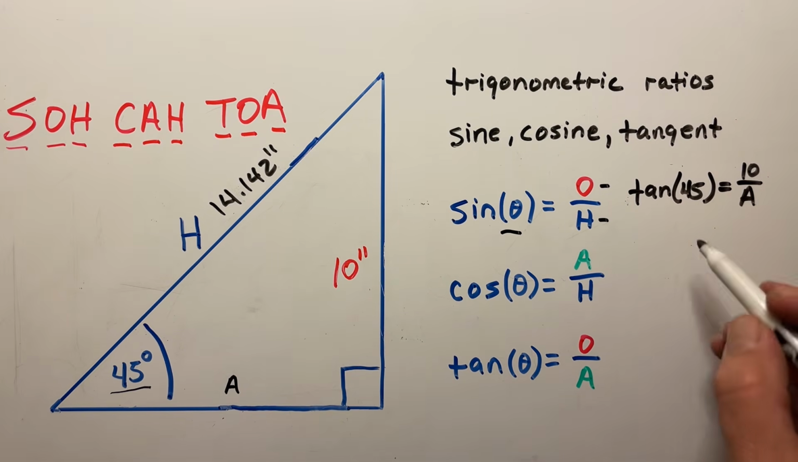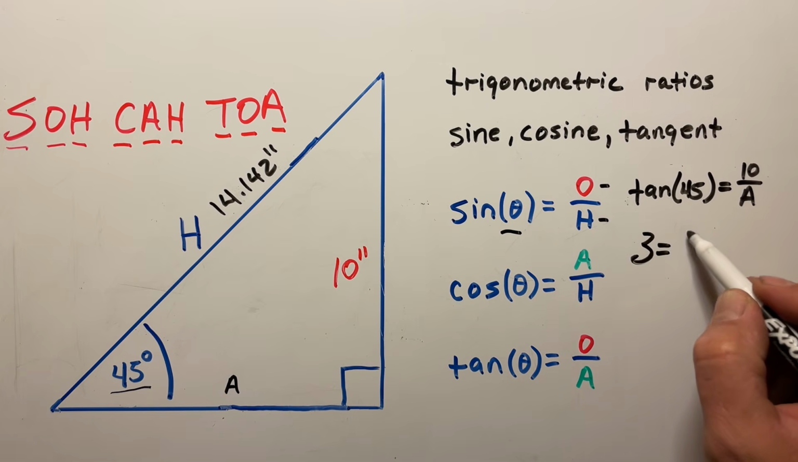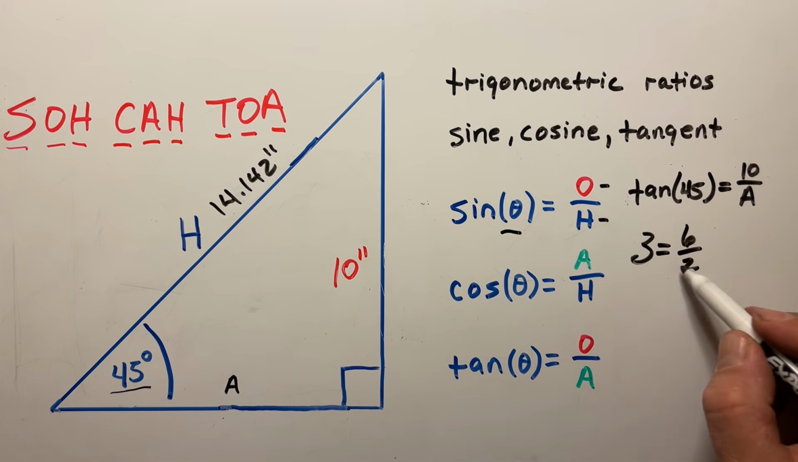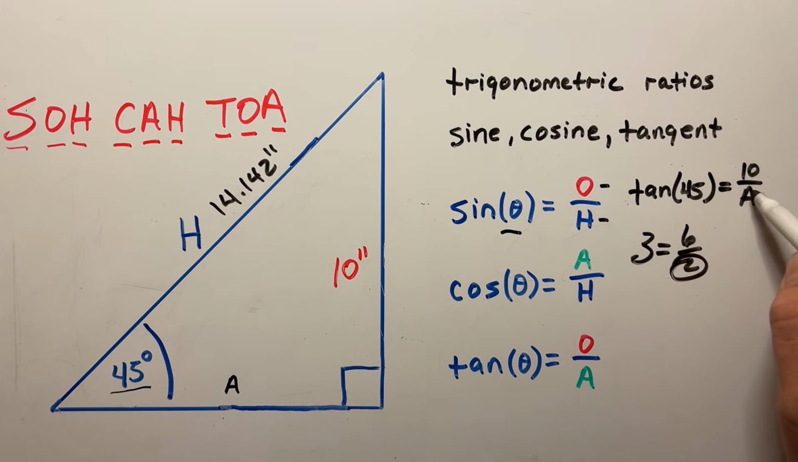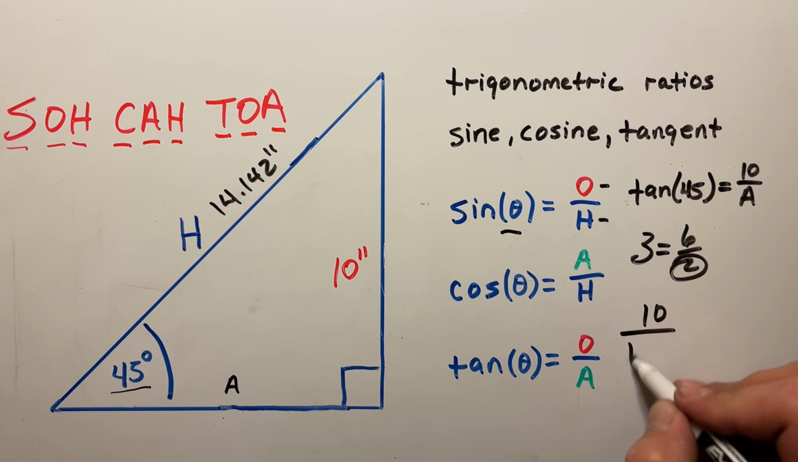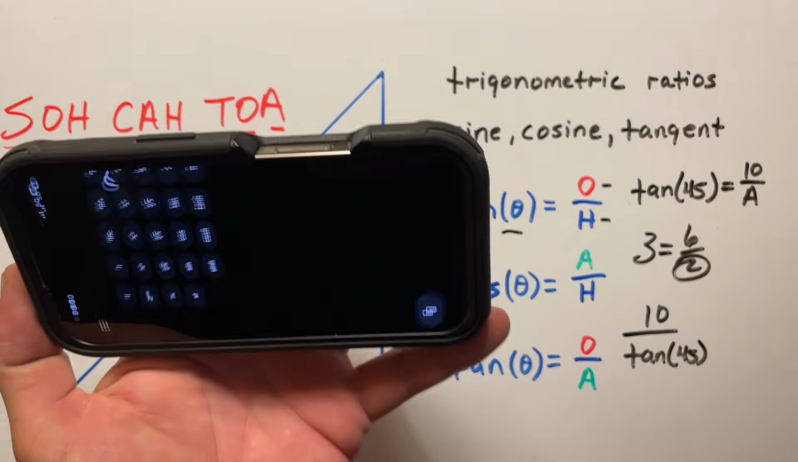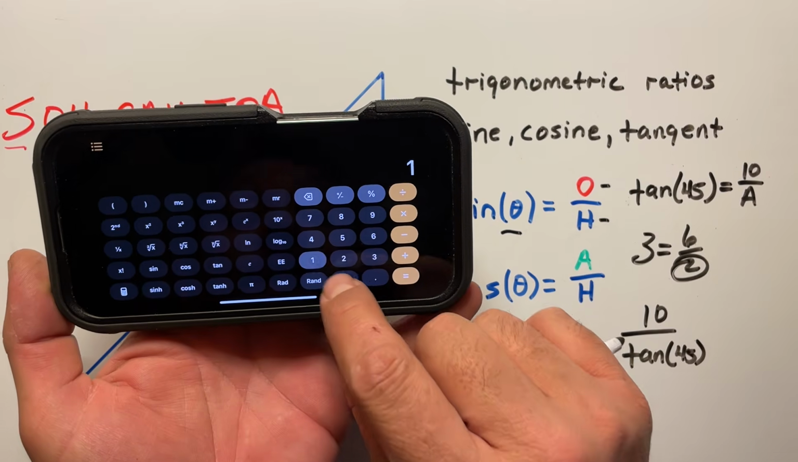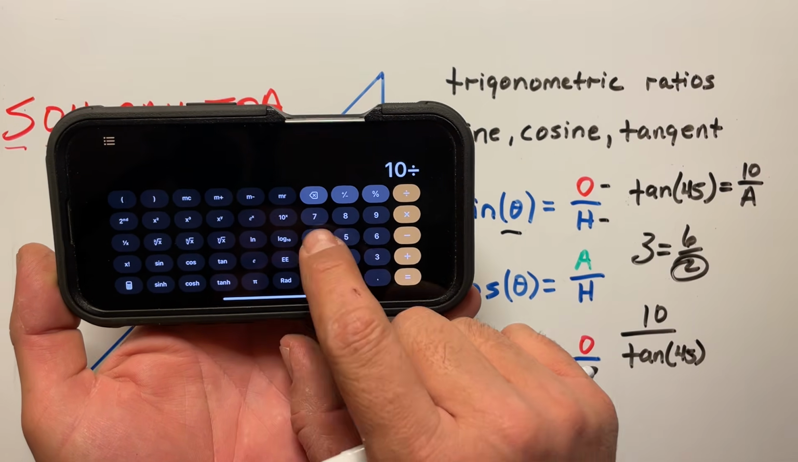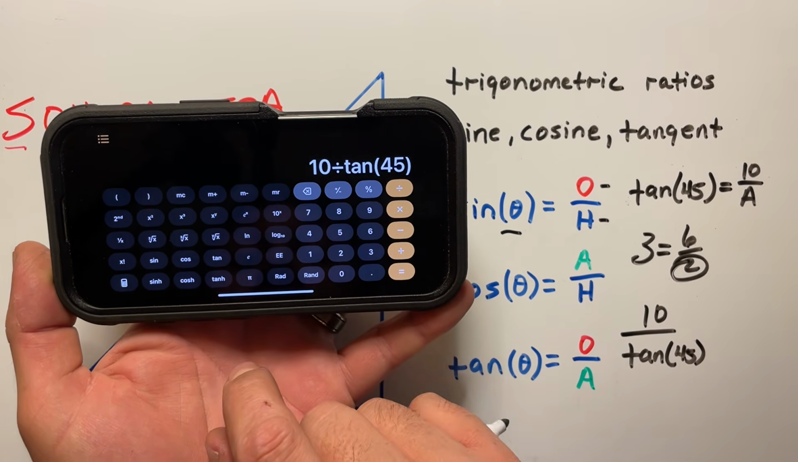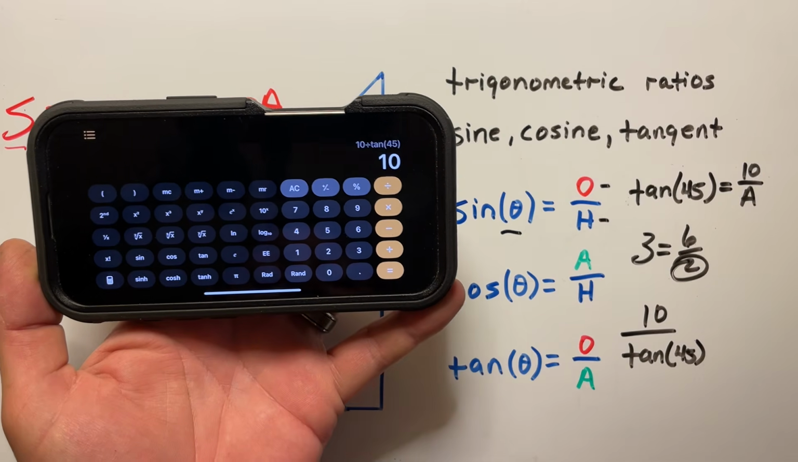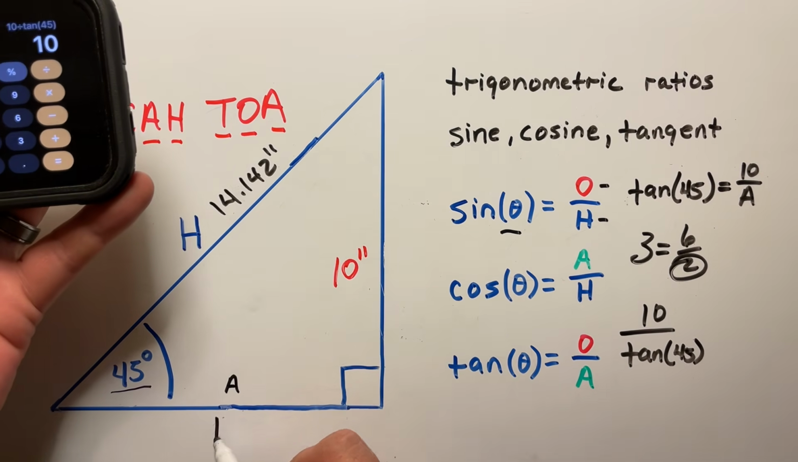Now we can go back and use that exact same formula. 3 equals 6 divided by 2. The missing information is still in the same place, so we know we need to take 10 and divide it by the tangent of 45 in order to arrive at the correct answer. So now if we pull that up, this will be 10 divided by 45, tan this time, hit equals, and that will give us 10 inches.